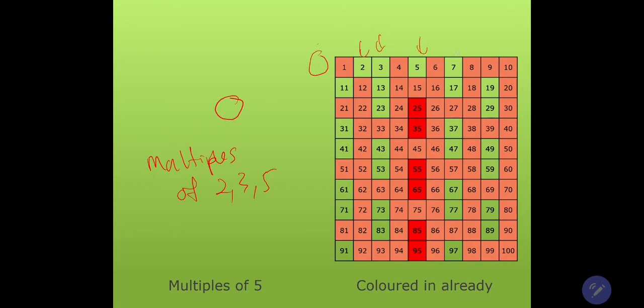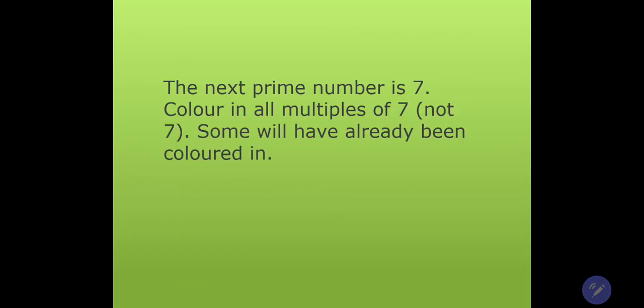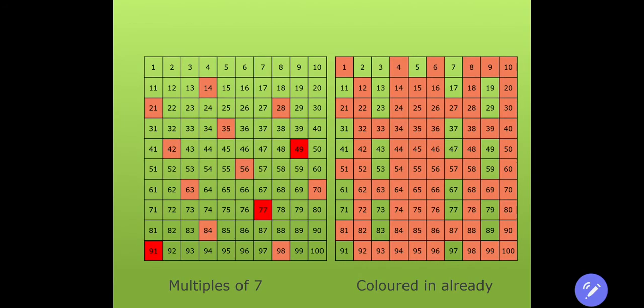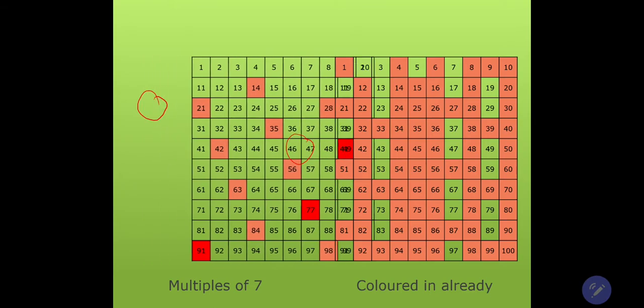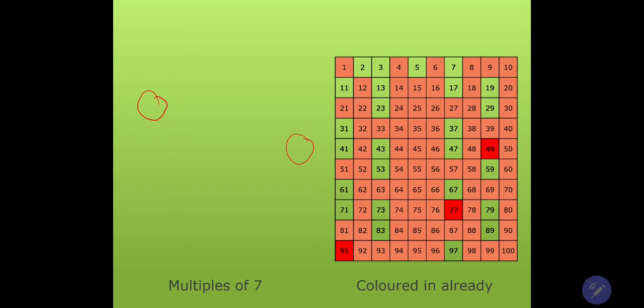6 we can skip. Now we look at 7. The next prime number is 7, so color in all multiples of 7 except for 7. Again, the pink ones are already shaded and the red ones are the newly shaded multiples of 7. So you combine them all together. These are all the shaded multiples of 2, 3, 5, and 7.